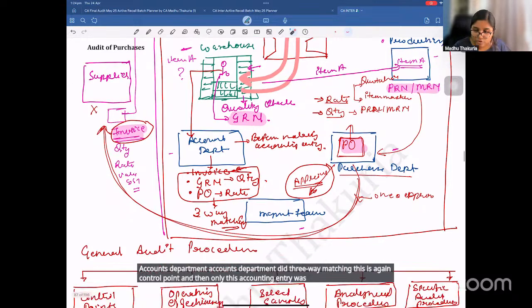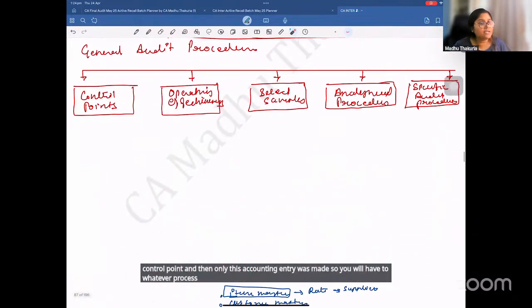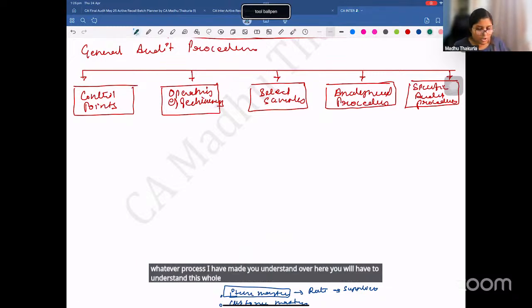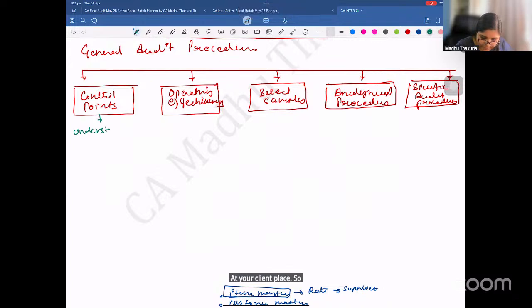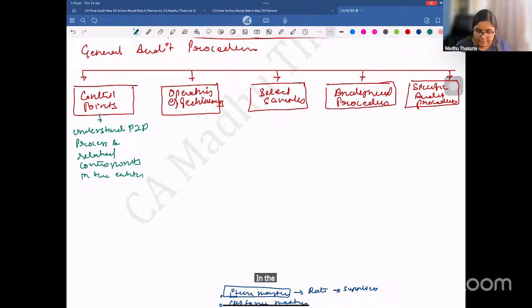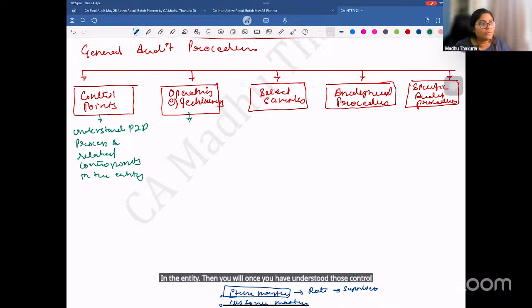So whatever process I have made you understand here, you will have to understand this whole process and its control points at your client place. So understand the P2P process and related control points in the entity. Then, once you have understood these controls, what will you do?